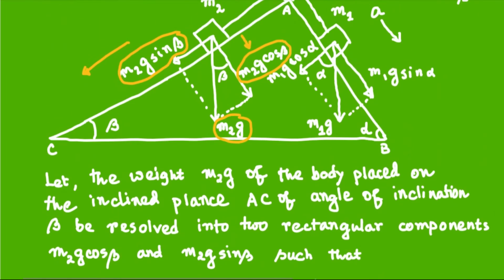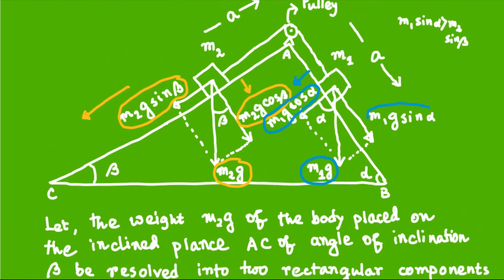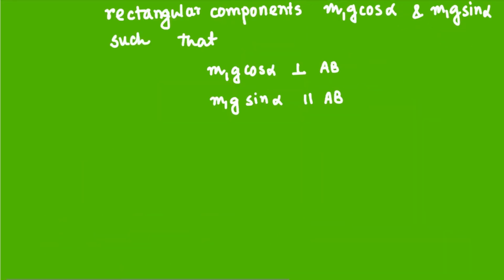In the diagram, m1g is acting downwards. The weight m1g is resolved into two rectangular components. m1g cos alpha is the rectangular component which acts perpendicular to the inclined plane AB, and another rectangular component is m1g sin alpha which is acting down the inclined plane AB.